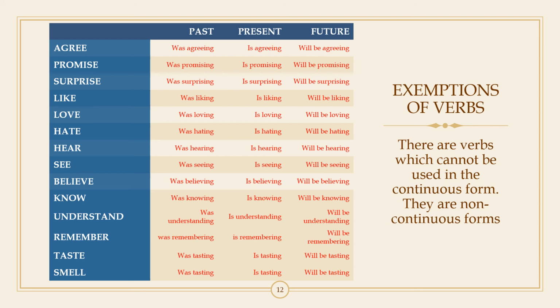These words: agree, promise, surprise, like, love, hate, hear, see, believe, know, understand, remember, taste, and smell cannot take the continuous form for a simple reason. You could try and know something, right? So I make a sentence, I'm trying to know this, right? You cannot say I try to knowing this. You cannot say knowing, right?